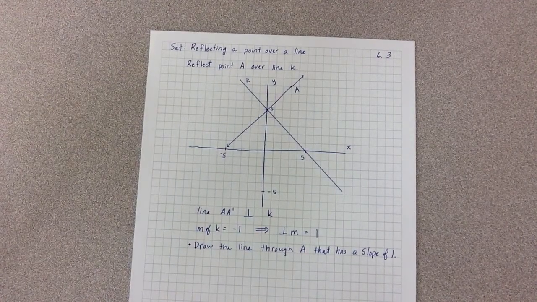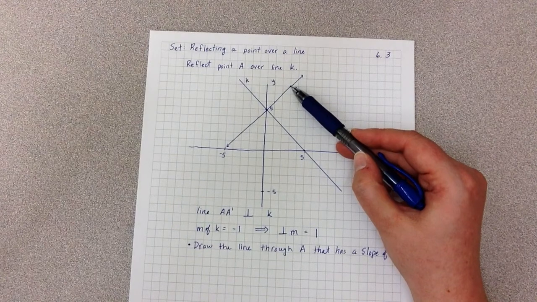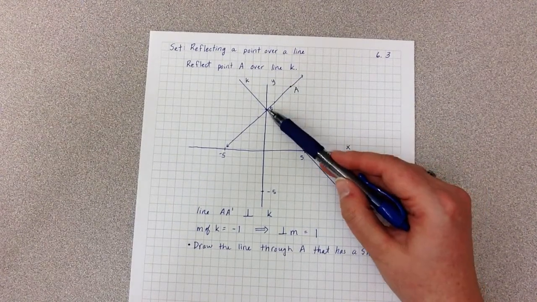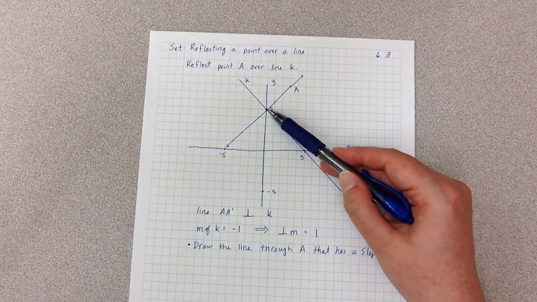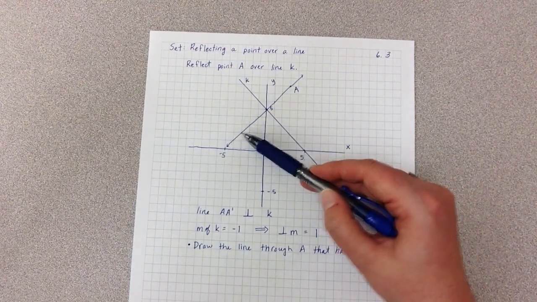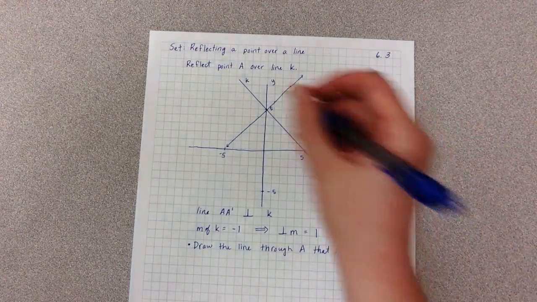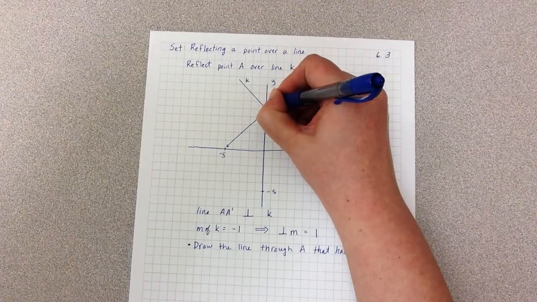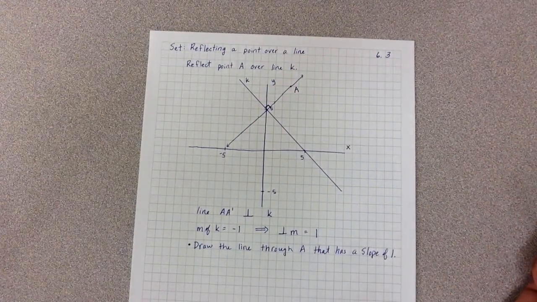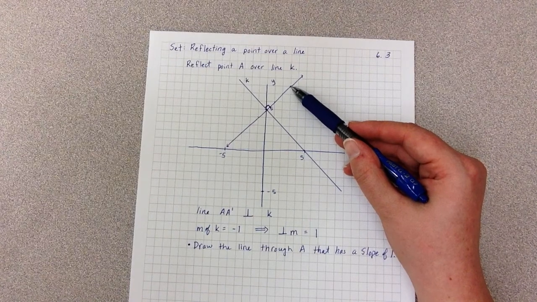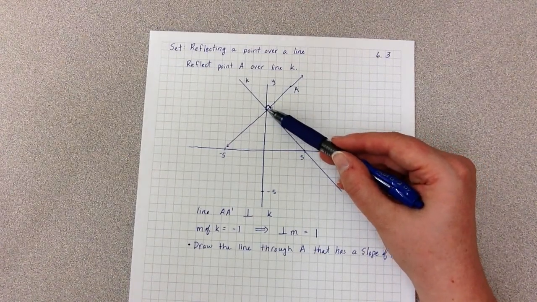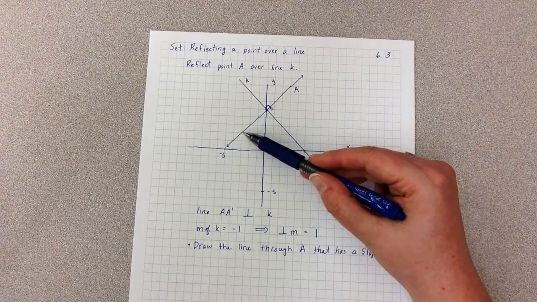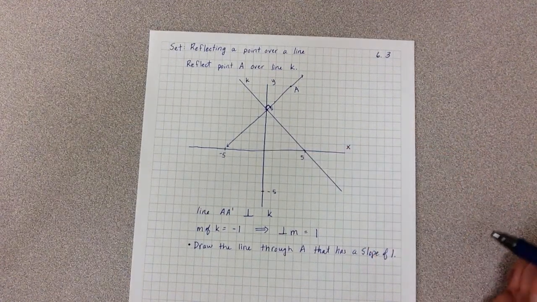The other thing that I know is that the distance from A to line K, the line of reflection, and from the line of reflection to A prime has to be the same distance. So first I know that these have to be perpendicular. The other thing that has to happen is that the distance again from A to the line K and from the line K to A prime has to be the same.